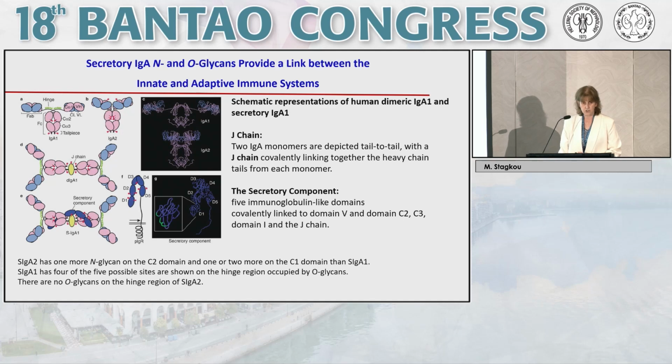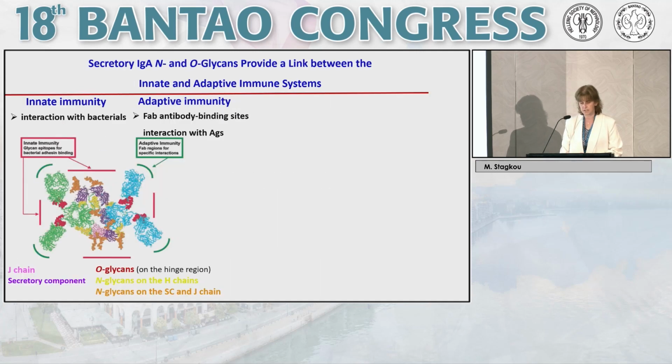Here is the structure of IgA. We have IgA as polymeric or dimeric molecules. Here is the dimeric molecule of IgA, and we can see the two heavy chains, the J chain, which combines the two chains together, and the secretory component, which is unique just for the secretory IgA molecule.